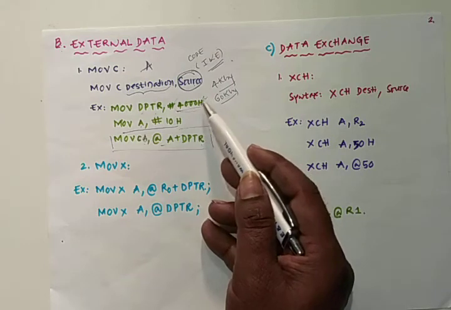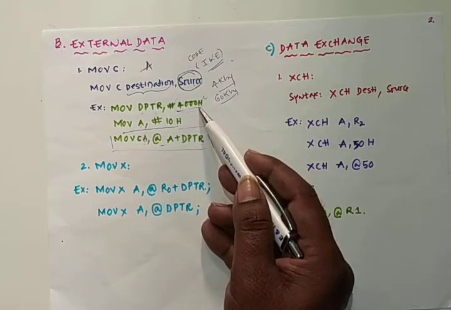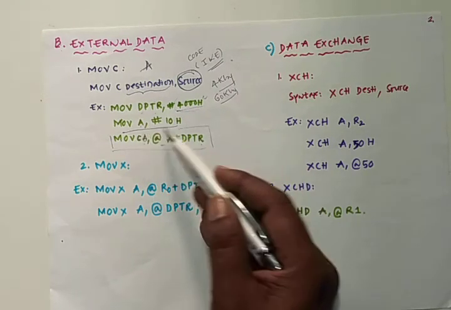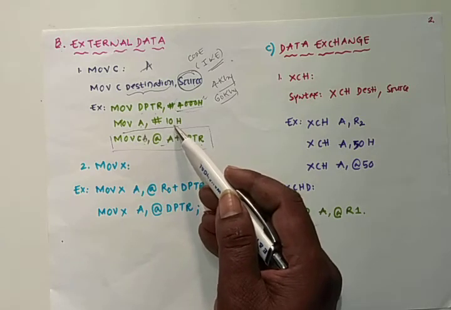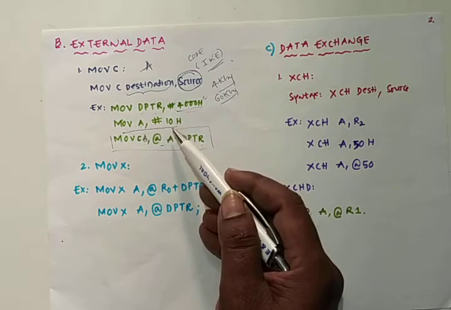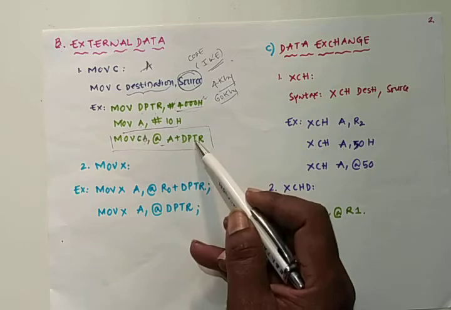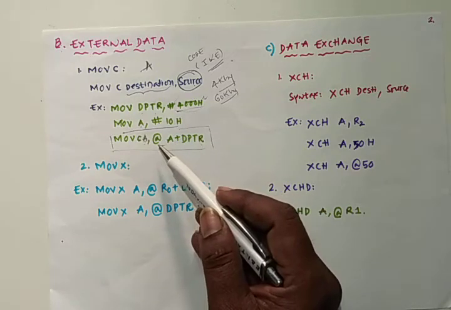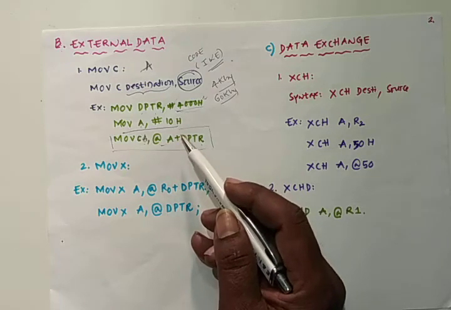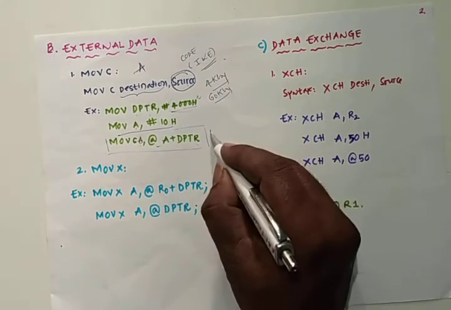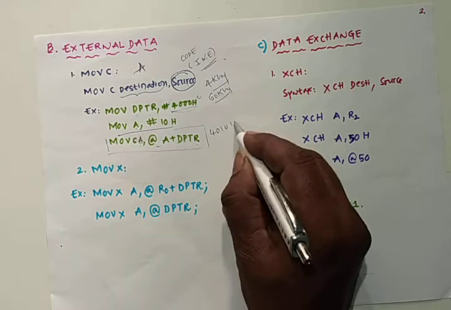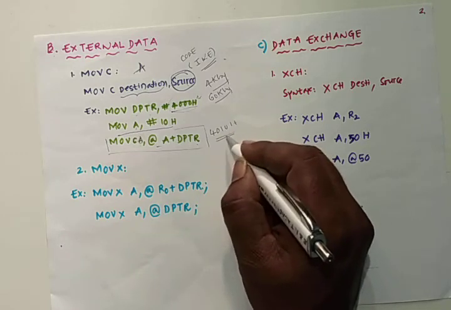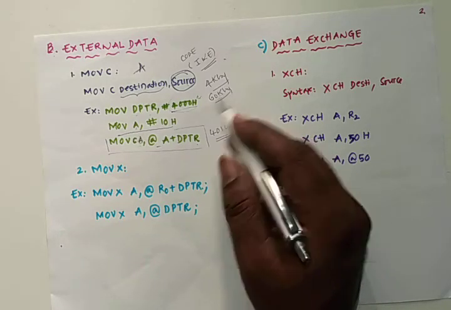The data pointer register is having 4000H as data, and the accumulator register is having 10H as data, and both will be added, and the copy of content of memory location, if we add this one, that will be what? 4010H. This is the address of the memory location.